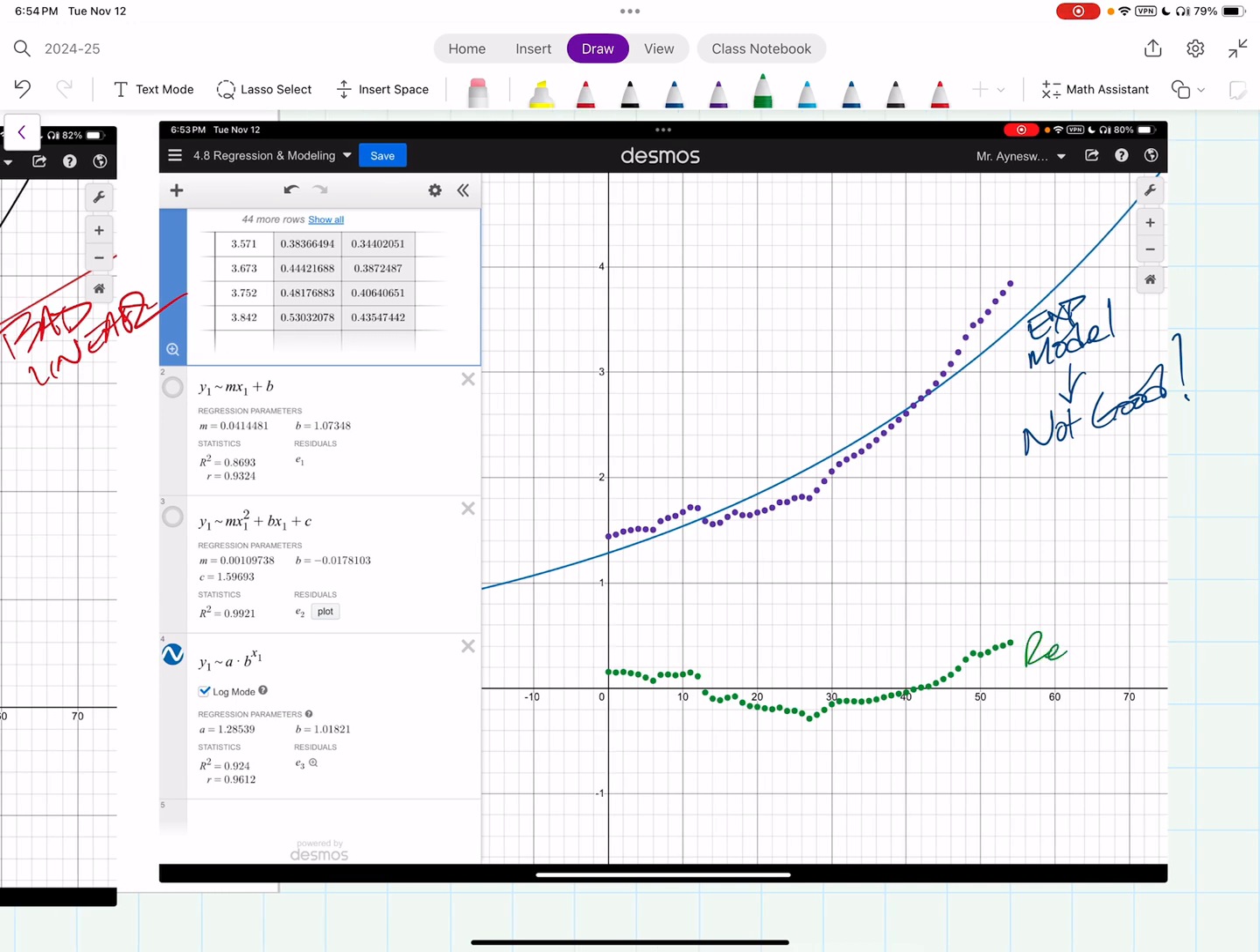Notice the residual plot down here in green. This is the residual plot here. Notice that it has a pattern. Because it has a pattern, it's obviously a parabolic pattern. That tells you that it's no good. That's how you tell. You look at the residual plot. If it has a pattern, the model's not good.